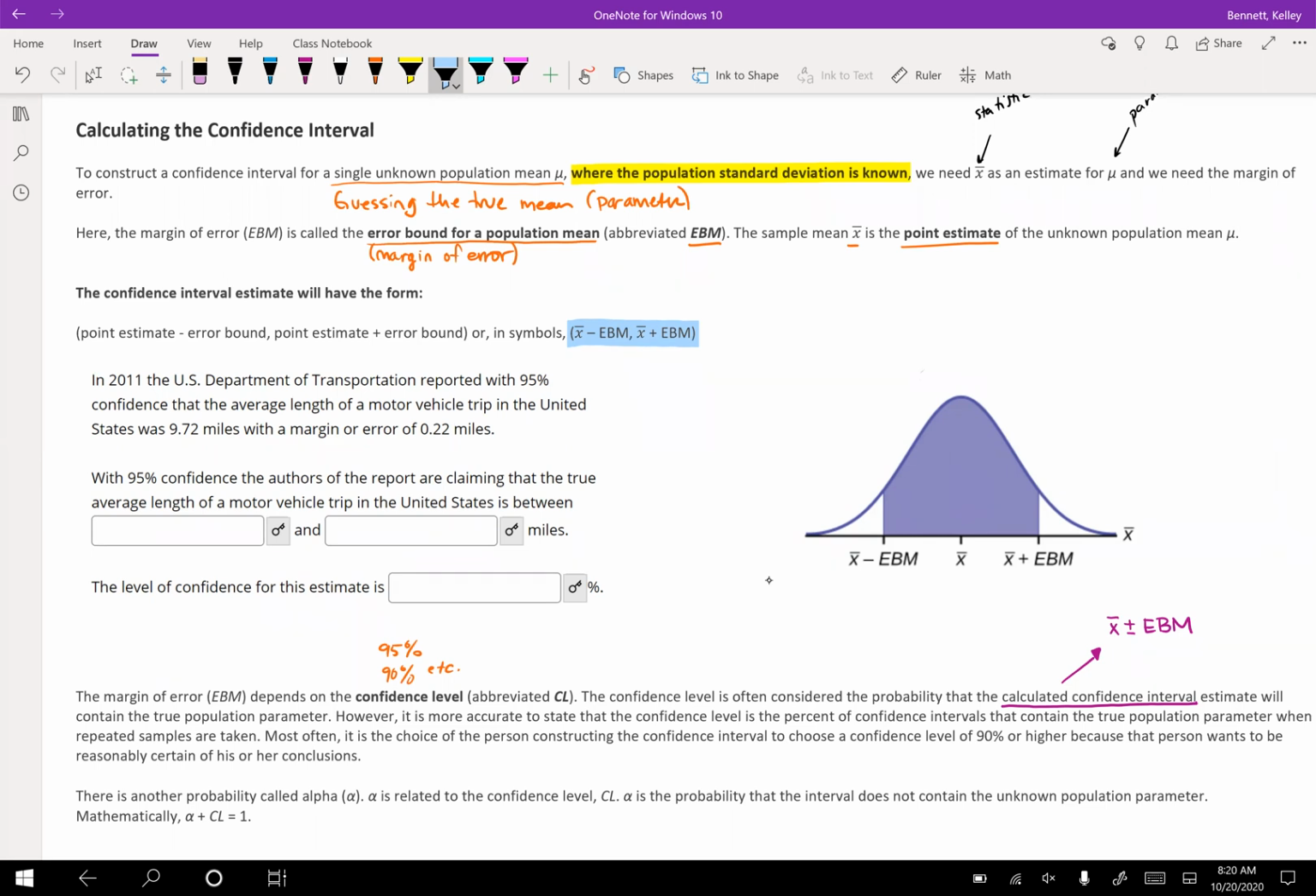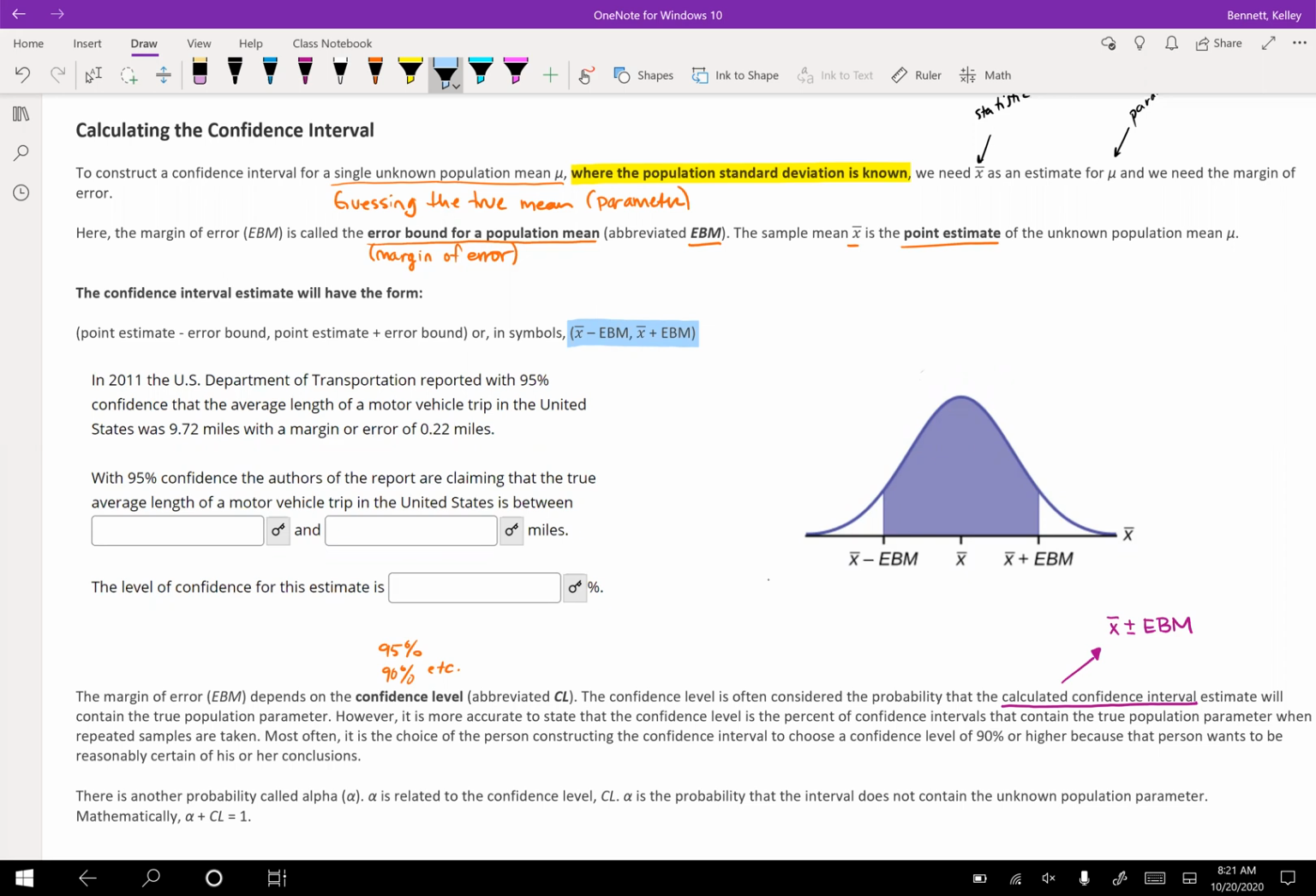We will learn how to compute the error bound or the margin of error, but let's just look at the structure first in this example. In 2011, the US Department of Transportation reported with 95% confidence that the average length of a motor vehicle trip in the US was 9.72 miles, with a margin of error of 0.22 miles. So with 95% confidence, the authors of the report are claiming that the true average length of a motor vehicle trip in the United States is between what and what?